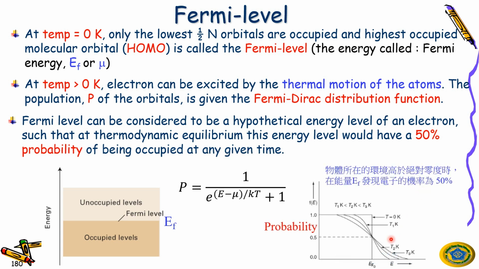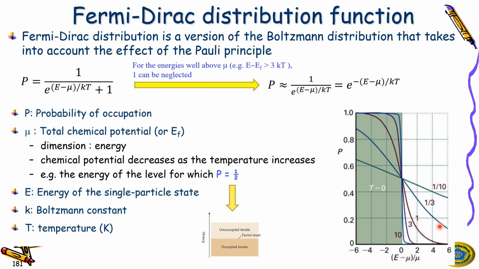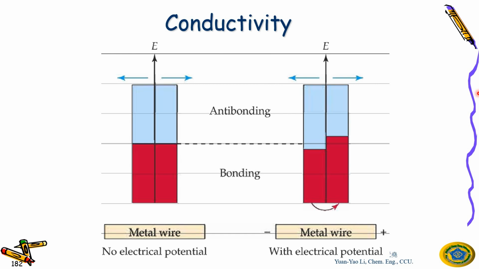So if the temperature increases, T3 represents temperature, T3 larger than T2, larger than T1. This is the Fermi level, and the profile can be represented like this. This is just for your information. If E minus the Fermi level is larger than 3K temperature, just for your information.